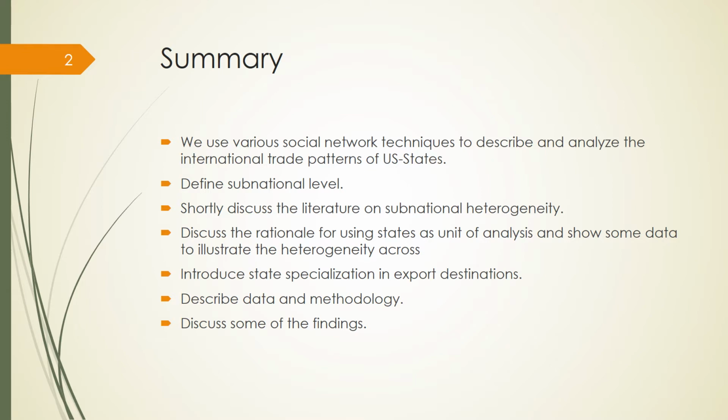This descriptive paper uses the tools of social network analysis to explore and analyze the international trade pattern of U.S. states. We first define the subnational level of analysis and discuss the literature on subnational heterogeneity. Next, we specifically focus on U.S. states and show some data to illustrate the heterogeneity across them. Then we talk about the state's specialization in export destinations. Further, we describe the data and methodology and discuss finally the findings.